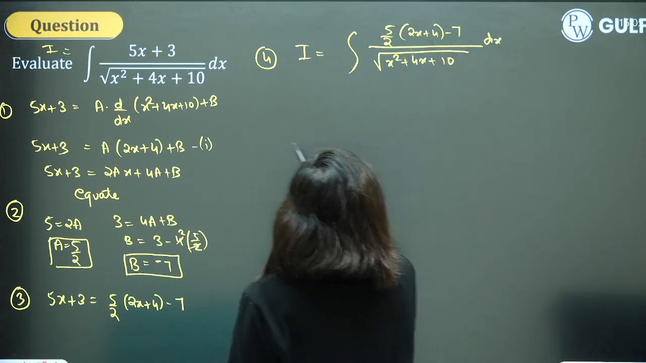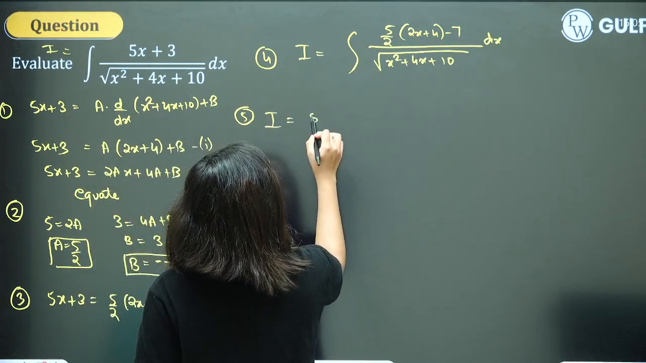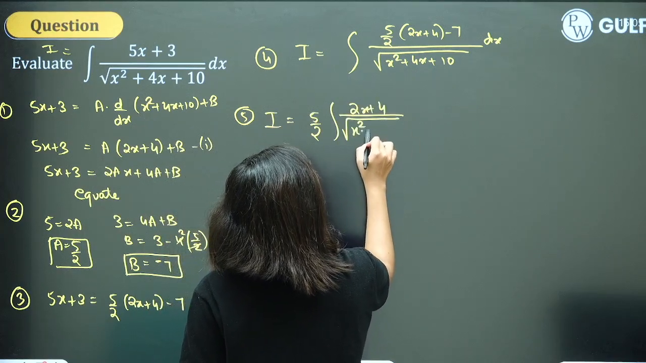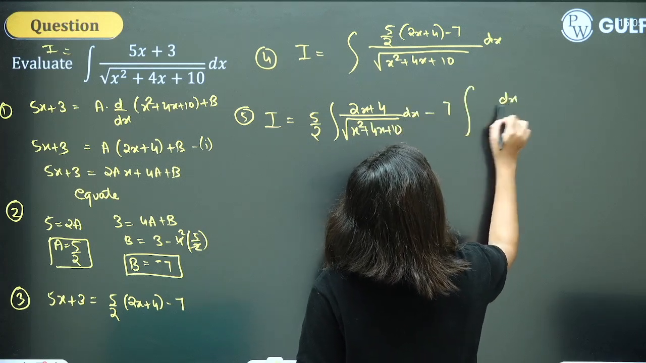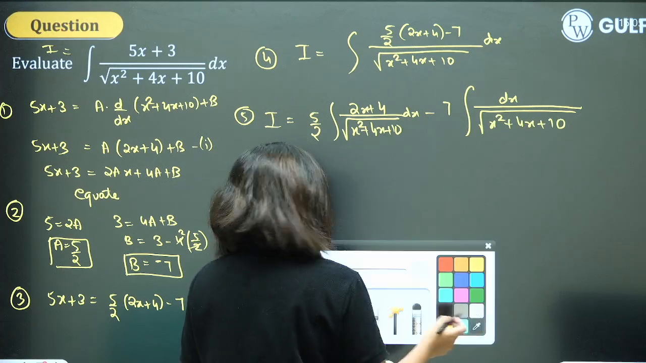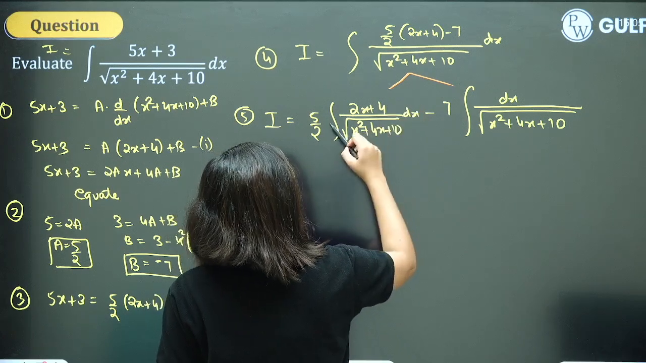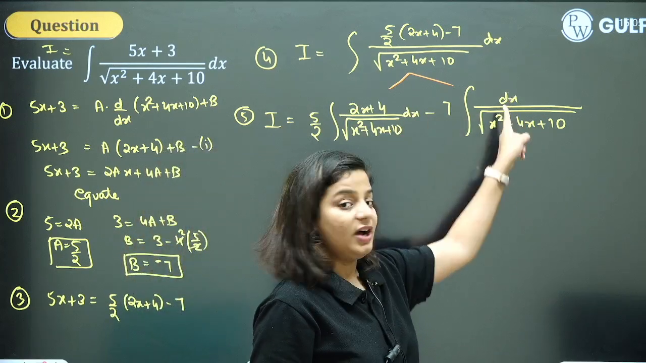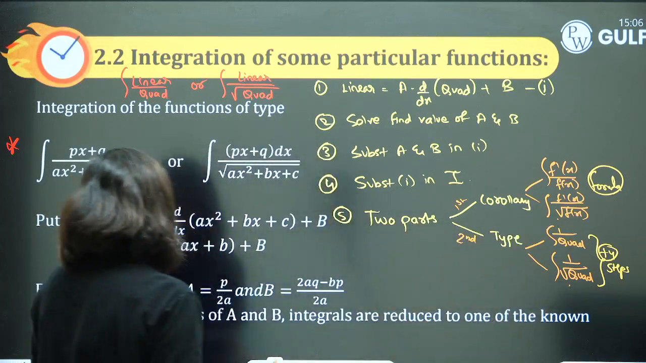dx. Step number 5, you will see two types. Are you able to see? First type, 5 by 2 times integral 2x plus 4 upon root of x square plus 4x plus 10 dx, minus 7 times integral 1 upon root of x square plus 4x plus 10. After step 4, it's split into two parts. The first part is your corollary, f dash of x upon root f of x. The second one is 1 upon root of quadratic. We have got these two types.